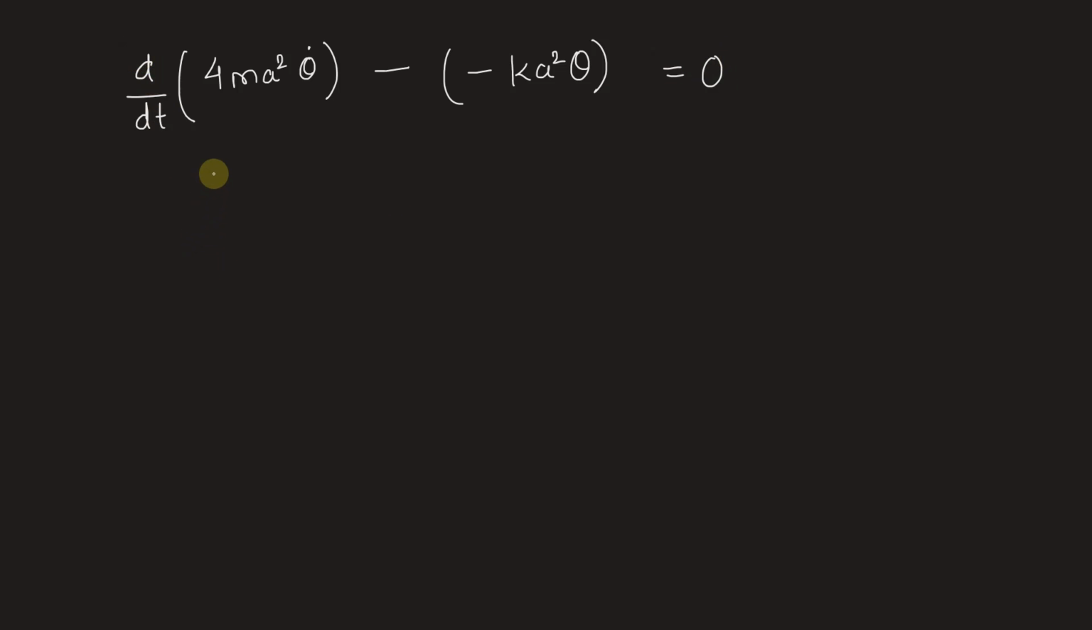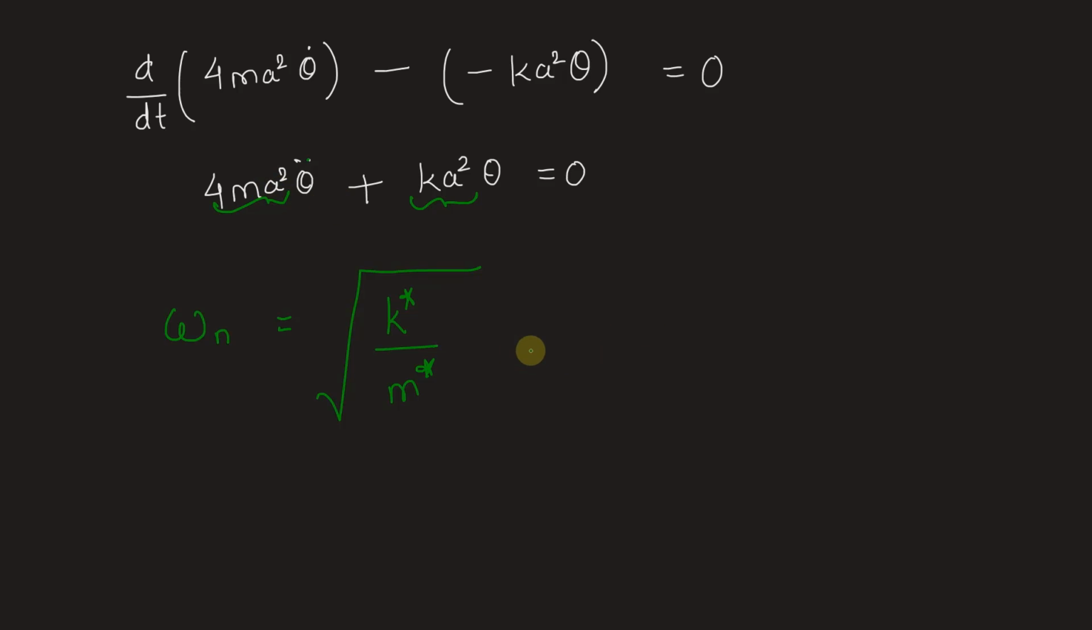Taking the time derivative of the first term, we have 4ma² theta double dot plus ka² theta equal to 0. Now by definition of natural frequency, omega n is the square root of k star upon m star. K star here is the equivalent stiffness coefficient of theta, and m star is the equivalent mass coefficient of theta double dot, that is angular acceleration. Just putting the values, we have root over ka² upon 4ma², which is nothing but root over k by 4m.